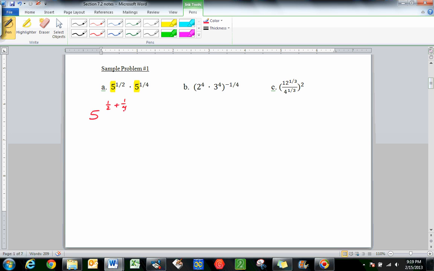Now, you can do this one of a couple ways. If you want to go through the old middle school way of creating equivalent fractions and then add them together, that's fine. If you want to jump into your calculator and do that, that's fine as well. Just be sure that you are comfortable with both scenarios, so that depending on what's asked of you, you'll be able to work it. So when I add 1/2 to 1/4, I get 5 to the 3/4 power.